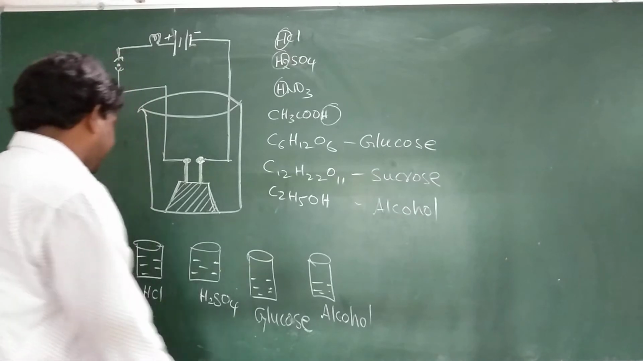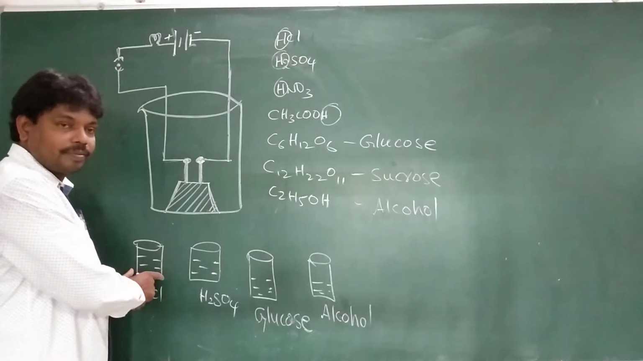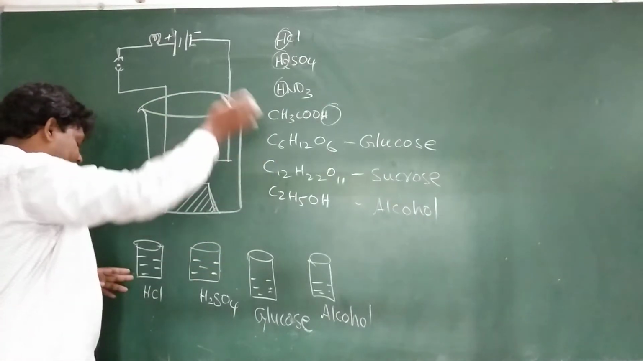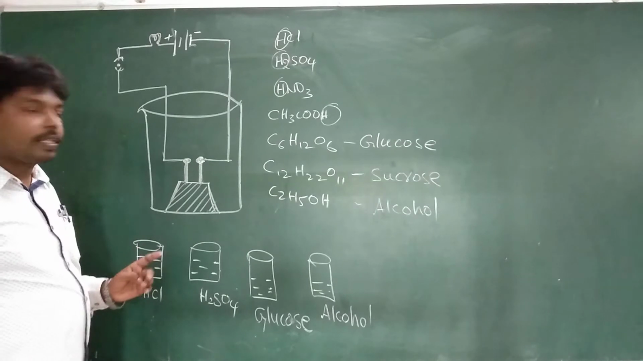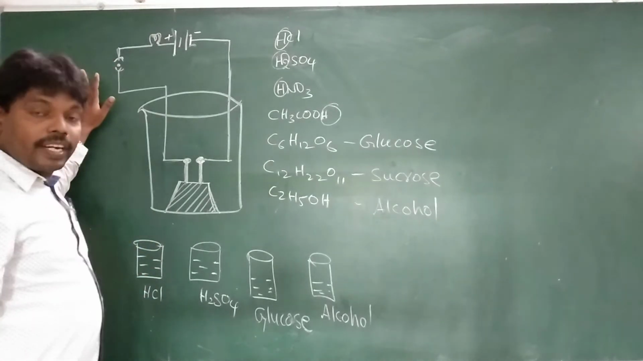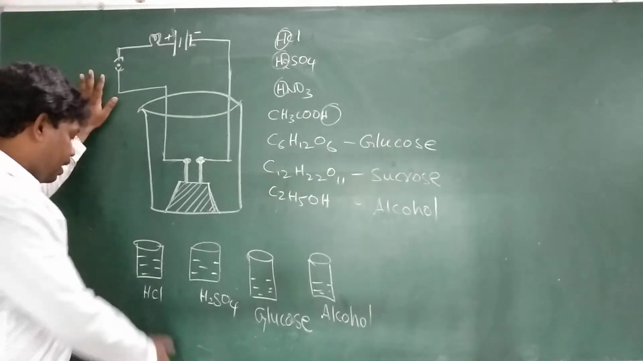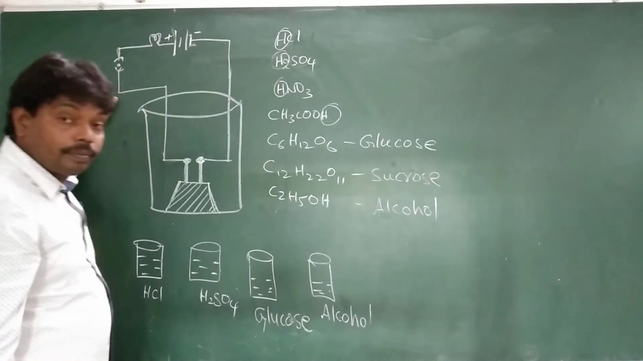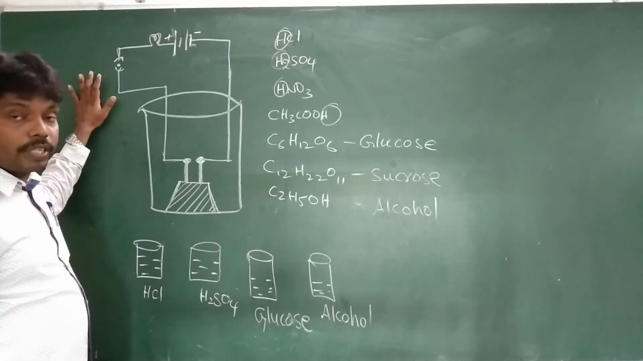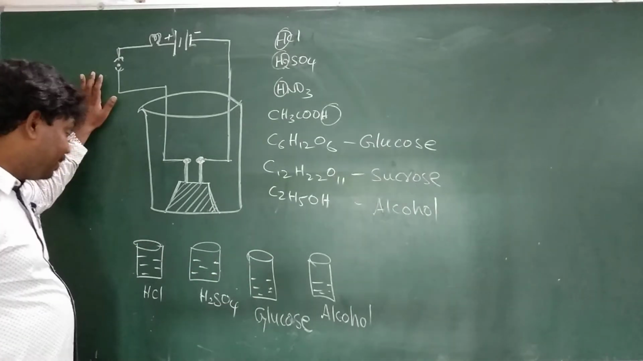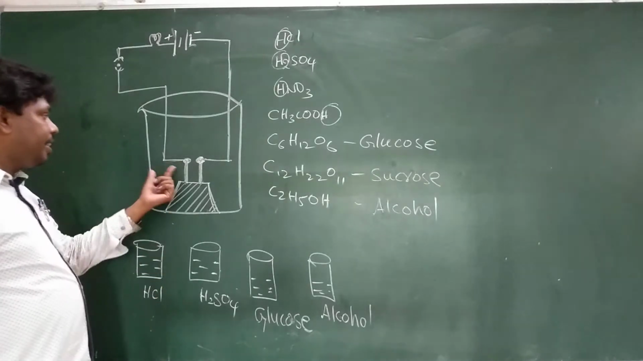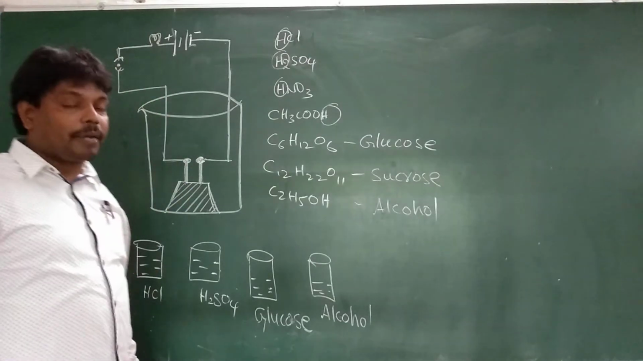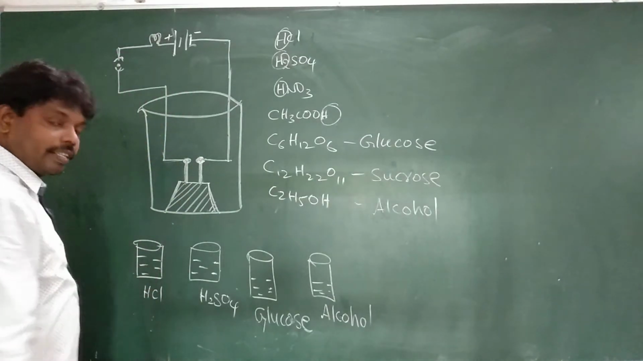Now, what am I doing? First, I am taking this HCl and adding it to this beaker, and I switch on. This is dilute HCl, dilute sulfuric acid, aqueous glucose, aqueous alcohol. All beakers contain water also. Water is compulsory. When I pour this HCl here and switch on, the bulb glows brightly. Case 1.